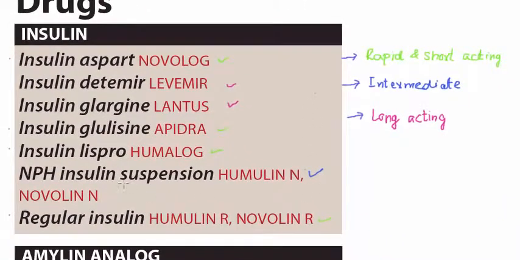In the rapid and short acting insulins, we have four types of insulin. Number one is regular insulin, then we have insulin aspart, insulin glulisine, and insulin lispro. These are the rapid and short acting insulins. In the intermediate acting insulin, we have just one, and that is NPH insulin, where NPH stands for neutral protamine Hagedorn. And in the long acting insulins, we have two, which are insulin detemir and insulin glargine.